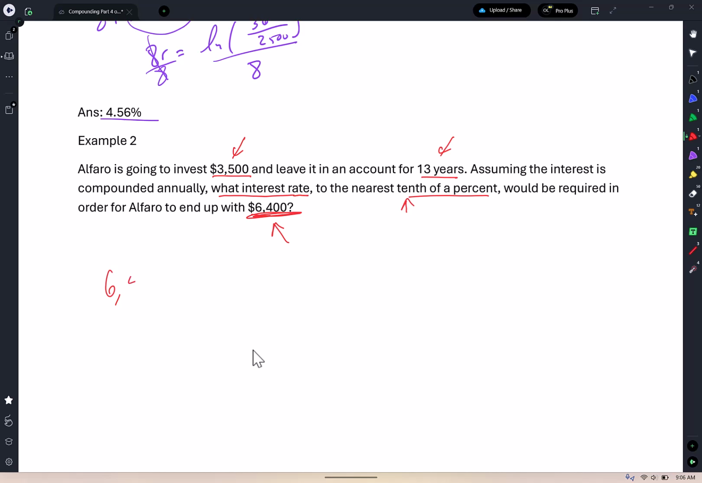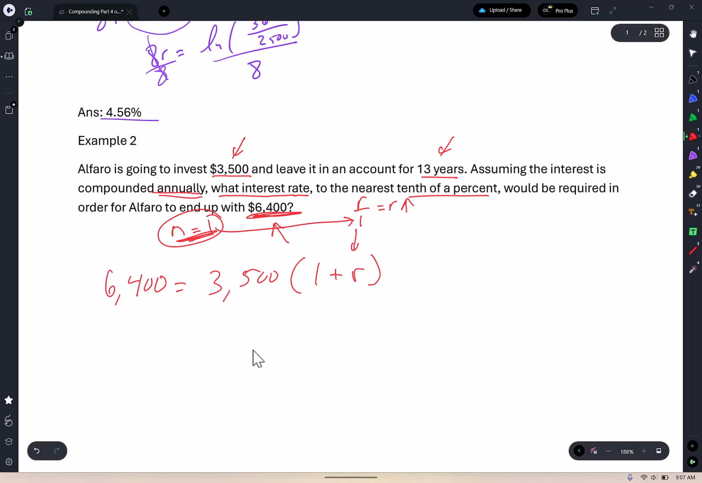So I'm going to write 6,400 equals 3,500. That's my initial amount, and it's compounded annually, so that means n equals 1. So I'm going to use this formula, 1 plus r over n. It's just going to be r, because r over 1 is just r. And it's going to be raised to the nt, which is just 1 times t, and t is 13. So there it is, and we're going to solve for r.